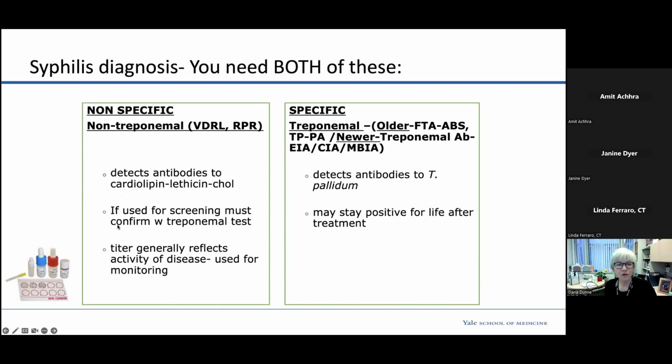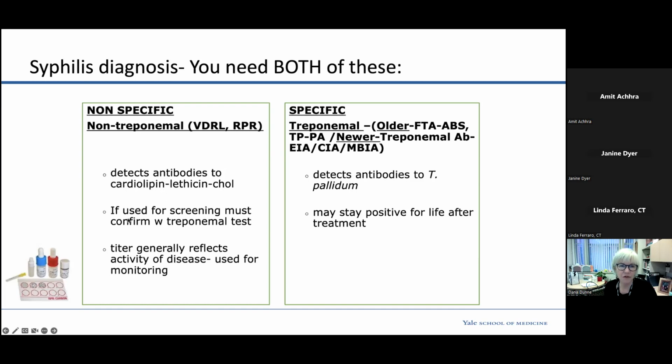And so for those of you who are starting with this blood test, you know that there are a lot of reasons for false positives. So you always have to follow that up with a confirmatory specific test. But we'll talk about that if you are at those sites that start with a specific treponemal test.